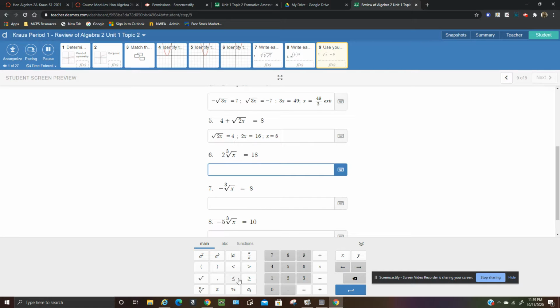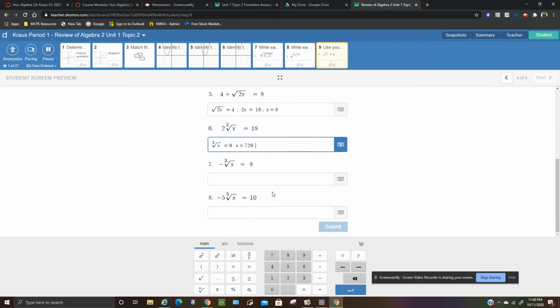Here, divide both sides by 3. You can use this nth root symbol. So cube root of x equal 9. Then cube both sides. And the cube root of 729 is 9, times 2 is 18. So x equals 729 is correct.